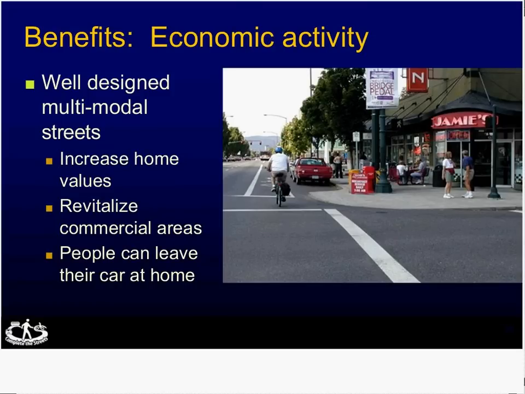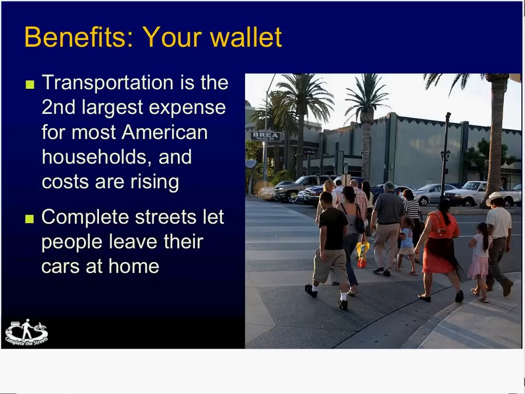There are also benefits for economic activity. We know from work that's been done across the country, when a street is rebuilt, when we add bike lanes, when we improve conditions for parking, we create better conditions for economic activity. Home values go up, we revitalize commercial areas, and people can leave their car at home now. This is actually a street in Portland, Oregon that was put on a road diet where they added in the bicycle lanes.